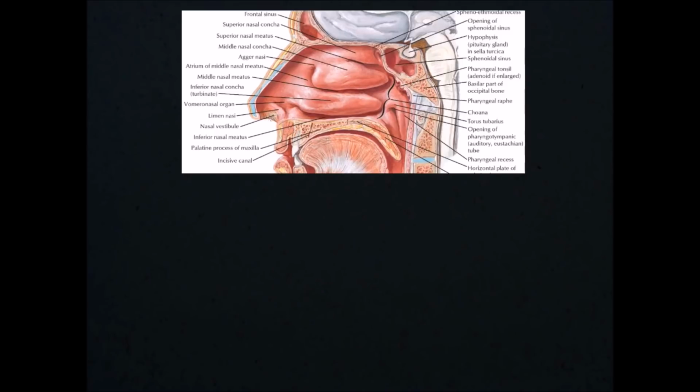Now comes the lateral wall of the nose. First we are going to talk about the lateral wall of the nose and then we are going to talk about the medial wall of the nose. So this is the lateral wall of the nose. If we look at the lateral wall of the nose, there are 3 bony projections in the lateral wall.